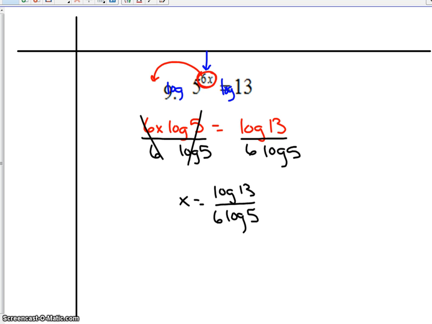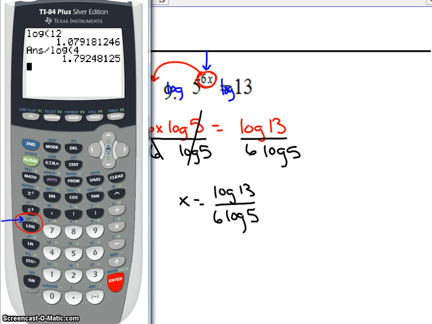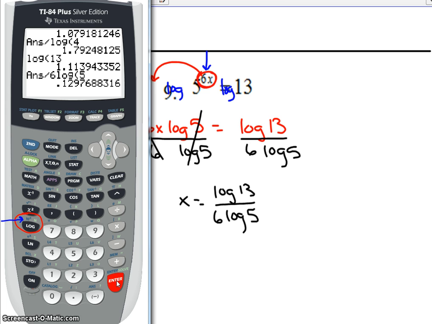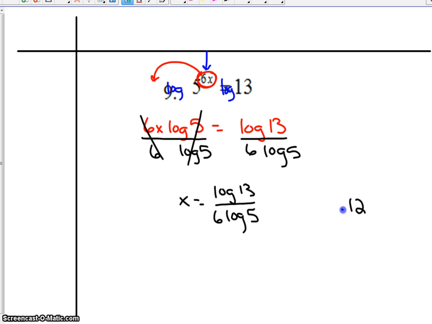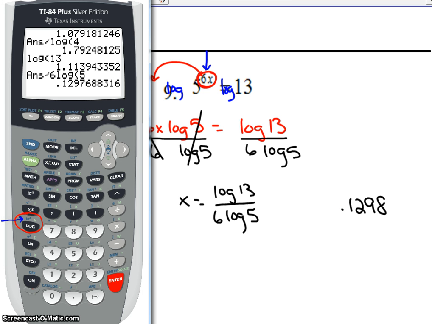Okay. Now, one of the things also that happens with our calculator, because of those parentheses, we can have some problems typing this one in. If I go log of 13, enter, divided by 6 log 5, enter, it tells me 0.1298. Now, we should always be checking these things. I always tell students that when you are doing equations, you should always be able to find out, am I right or wrong, just by plugging it back in. So my initial problem was 5 raised to the 6 times x power. So I got to put that in parentheses. 6 times x is 0.1298. Okay. And I didn't get 13.